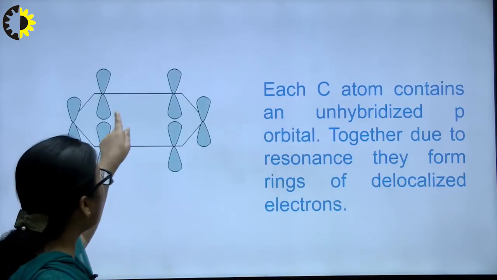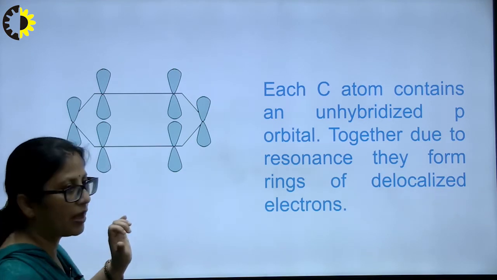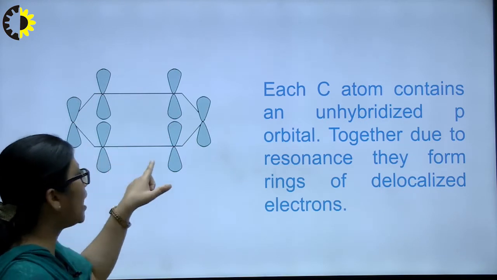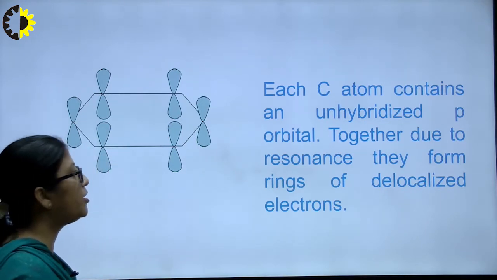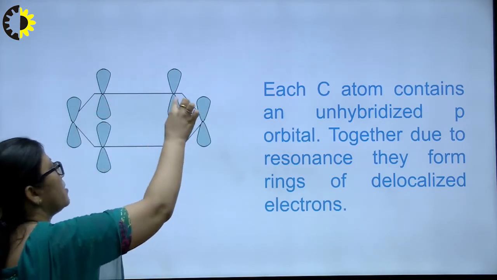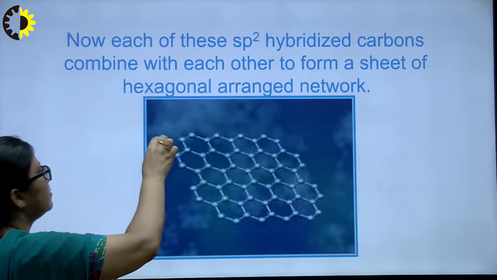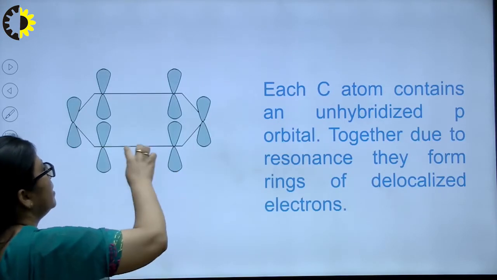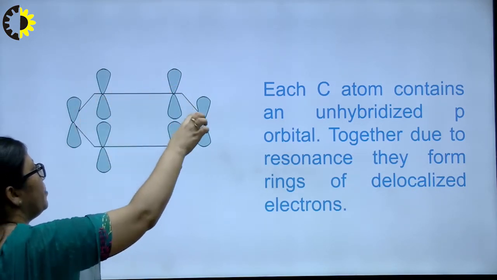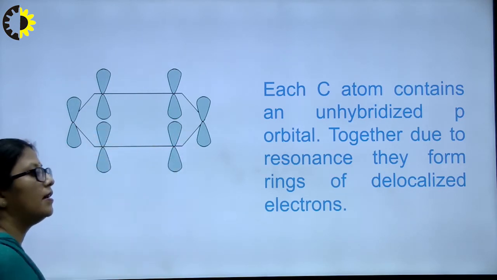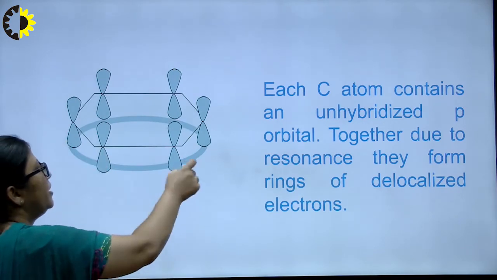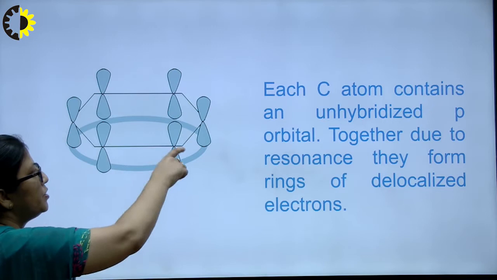So these unhybridized p orbitals fuse together due to resonance, and they form rings of delocalized electrons. Half of these rings of delocalized electrons lie above the hexagonal plane of the carbon. If this is the hexagonal plane, then half of the p orbitals lie above the hexagonal plane and half lie below the hexagonal plane, and they are fused together.